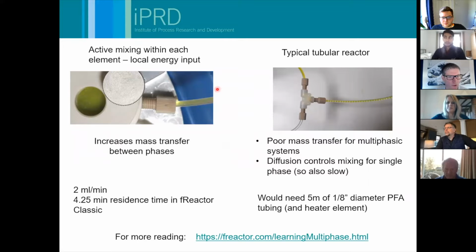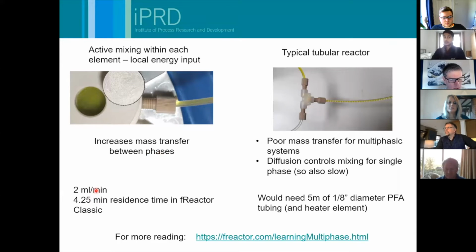So I suppose really the difference between the reactors is that we've got active mixing within each element, and there's a really good local energy input. We're adding energy into our system to keep those two phases mixed together, and that means we've got really good mass transfer between the two phases.